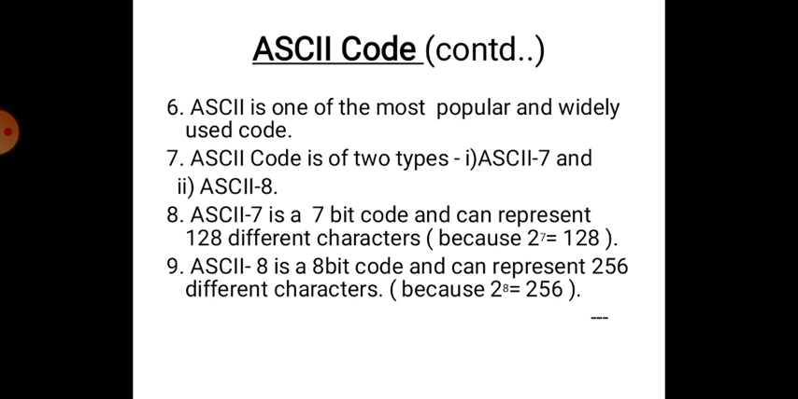So students, we have studied two different types of codes. One is EBCDIC code, Extended Binary Coded Decimal Interchange Code, and the second is ASCII code, that is American Standard Code for Information Interchange. Please write this in your notebook. More about them we will take up in the next session. If you have any doubts, you can give me a call. Please remember, this is important from your examination point of view also.